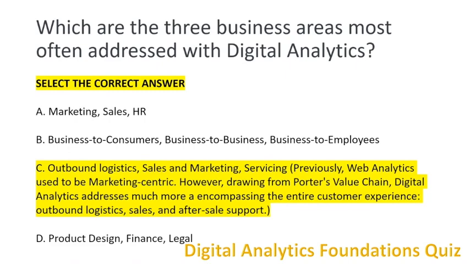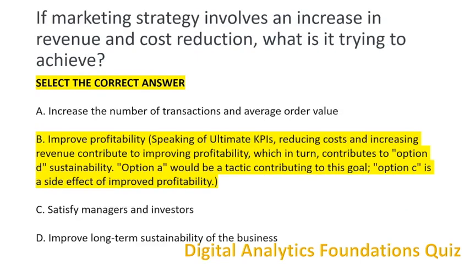Which are the 3 business areas most often addressed with digital analytics? C. Outbound logistics, sales and marketing, servicing. Previously, web analytics used to be marketing centric. However, drawing from Porter's value chain, digital analytics addresses much more, encompassing the entire customer experience: outbound logistics, sales, and after sales support. If marketing strategy involves an increase in revenue and cost reduction, what is it trying to achieve? B. Improve profitability.